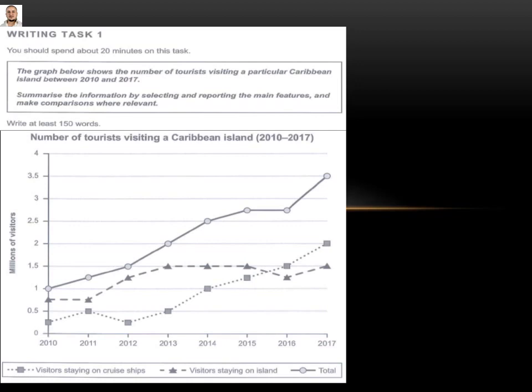We have the number of tourists visiting a Caribbean island from 2010 to 2017. And we have here the information at the end. It says visitors staying on cruise ships and visitors staying on the island, and the total. Okay, let's analyze this one. Please have a look at it. Now we will start reading what the writing is, then the analysis.